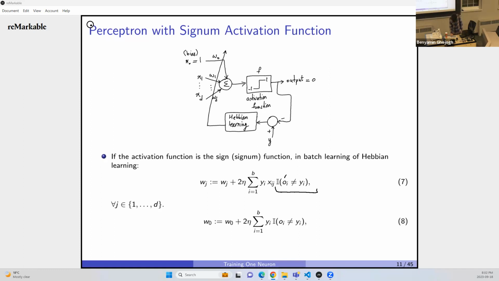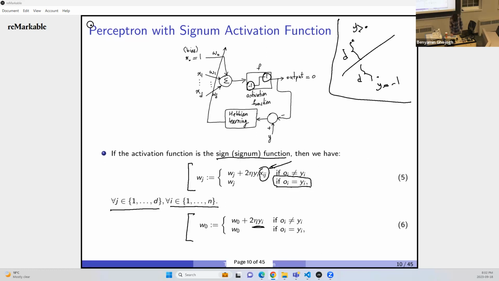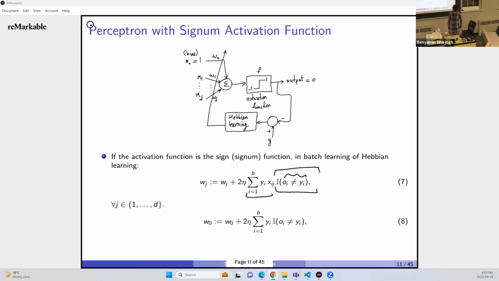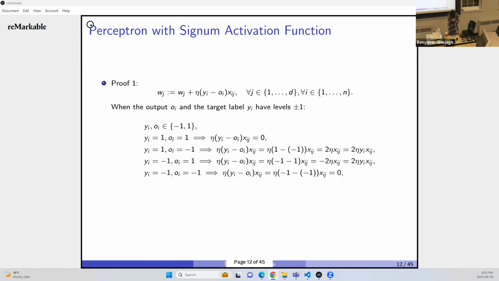So when OI is not equal to YI, this becomes 1, and I have this term, exactly how I had it in the accolade. When the condition is not satisfied, meaning that when OI is equal to YI, the indicator function is 0, therefore the update term goes away. Agreed? Okay. So we could restate them using the indicator function. Now let's prove.